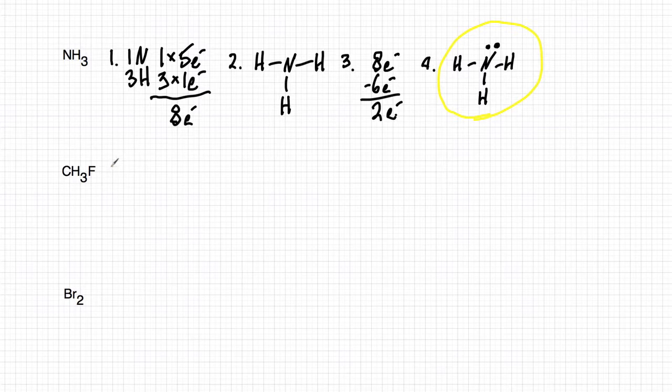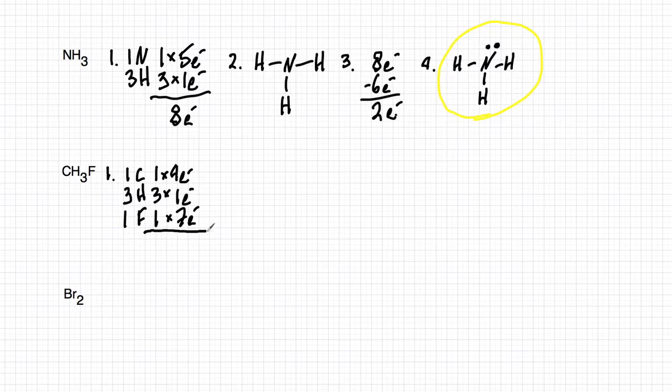Okay, let's try the second one. It's got a few more electrons. And we start with step 1, and let's go ahead and tally up all the electrons we have. We've got 1 carbon, we have 3 hydrogens, and we've got 1 fluorine. And carbon has a total of 4 electrons, and hydrogen has a total of 1 electron, and fluorine has a total of 7 electrons. So if we add all those up, what we should get is 14 electrons.